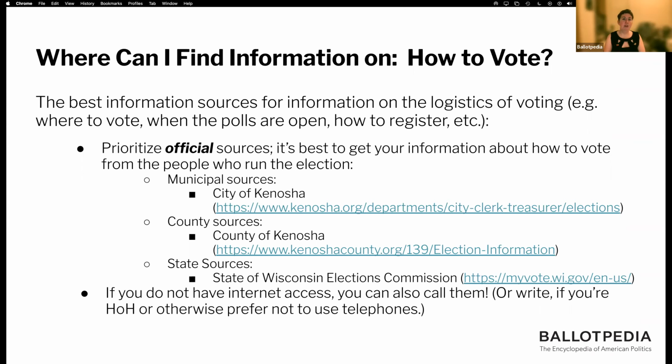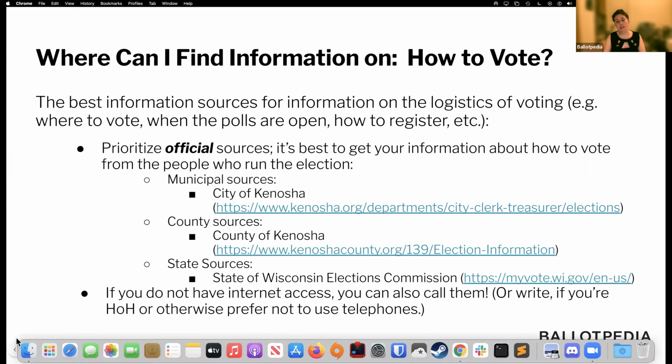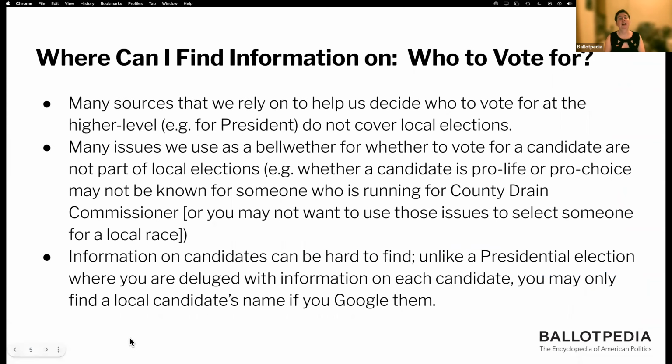However, as we all know, going and voting is like 10% of the work of being an engaged citizen, because you also have to find information on who and what to vote for. And that in particular can be really difficult when it comes to local elections. The reasons for that are that so many sources that we rely on to help us decide who to vote for at the higher level don't cover local elections.